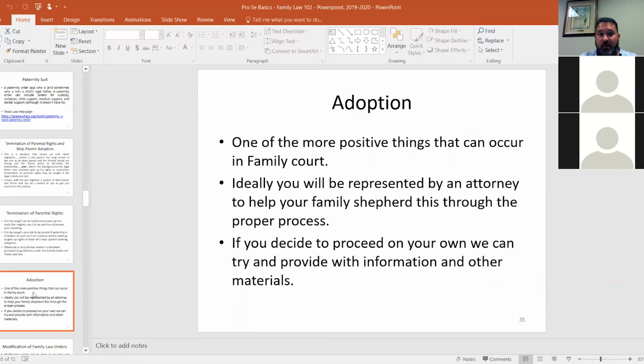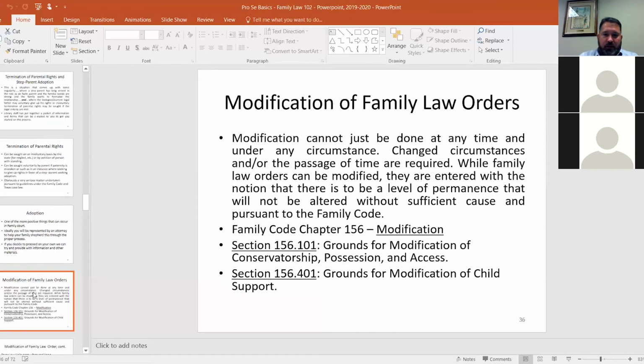Adoption is, like I said, one of the positive things that occurs here at the courthouse. And you can do it by yourself. You can represent yourself in that matter. Obviously, if you get an attorney, that would be ideal. But we have the information and forms that we can send to you, and you can review to determine if you want to use them and go forward on your own.